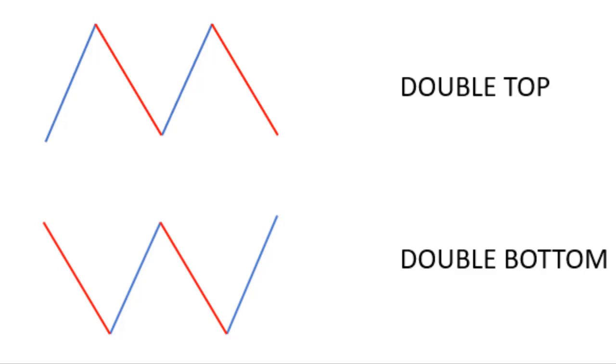If we had a drop, rally, drop and rally, at the end of a downward trend, a double bottom happened. And if we had a rally, drop, rally and a drop, at the end of an uptrend, a double top happened. So how do we trade with it?